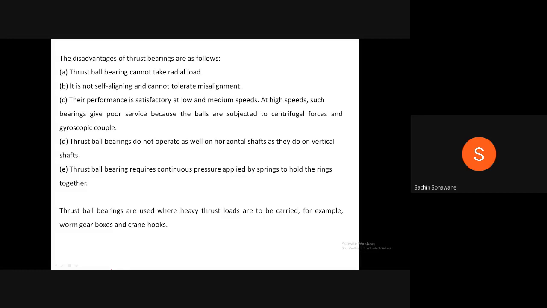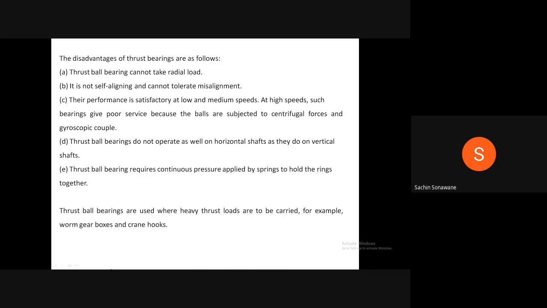Their performance is satisfactory at low and medium speeds. At high speeds, such bearings give poor service because the balls are subjected to centrifugal forces and gyroscopic couple. Thrust ball bearings do not operate as well on horizontal shafts as they do on vertical shafts. Thrust ball bearing requires continuous pressure applied by springs to hold the rings together.